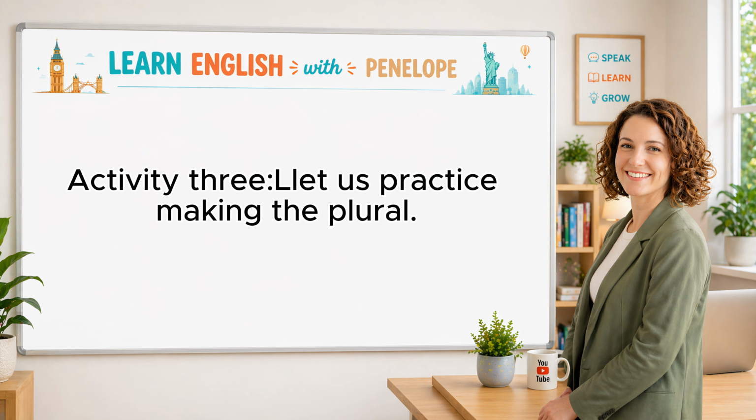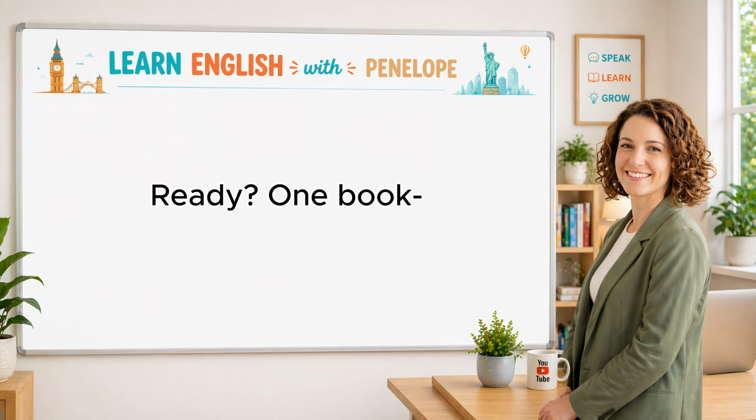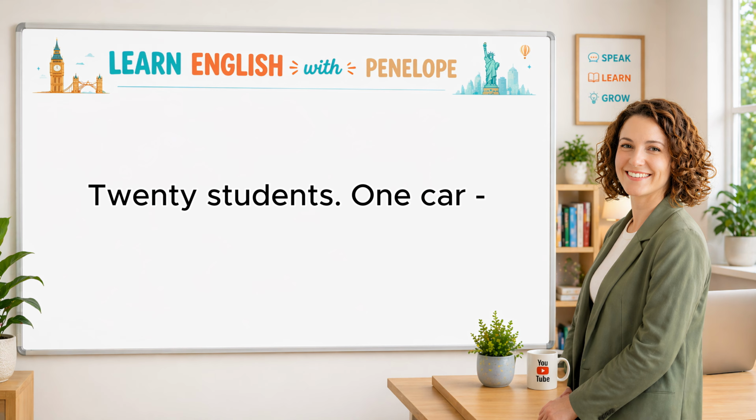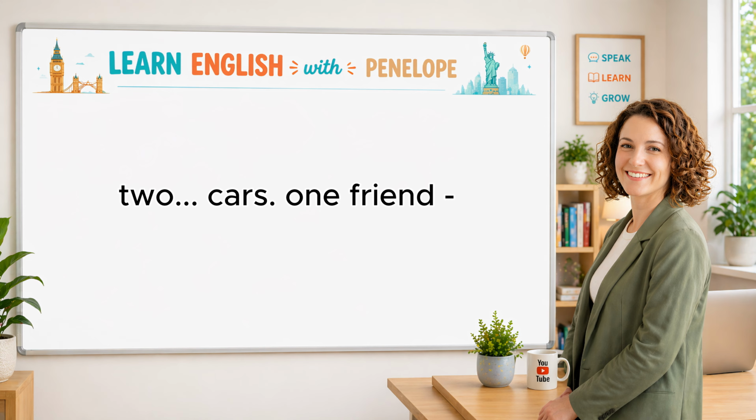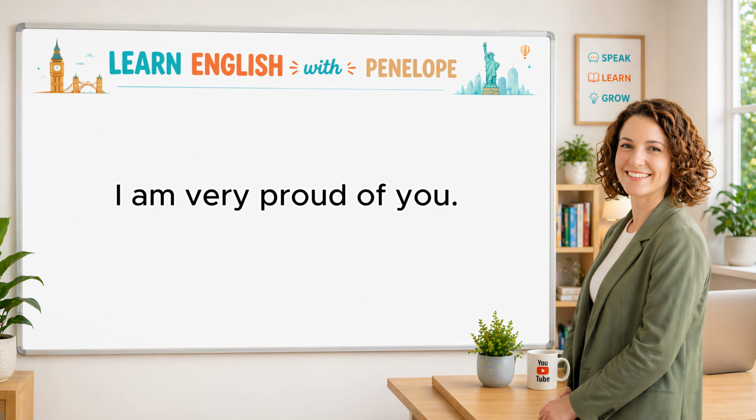Wonderful. Activity 3. Let us practice making the plural. I will say the singular noun and you say the plural. Ready? 1 book, many books. 1 cat, 3 cats. 1 egg, 6 eggs. 1 student, 20 students. 1 car, 2 cars. 1 friend, many friends. You are doing so well. I am very proud of you.